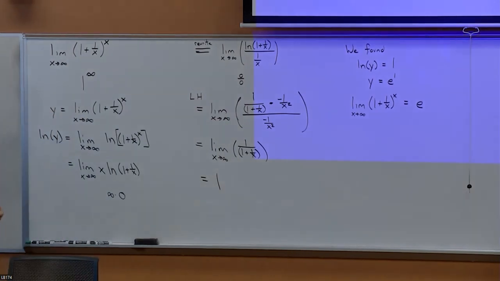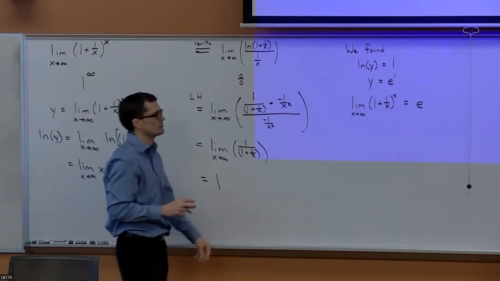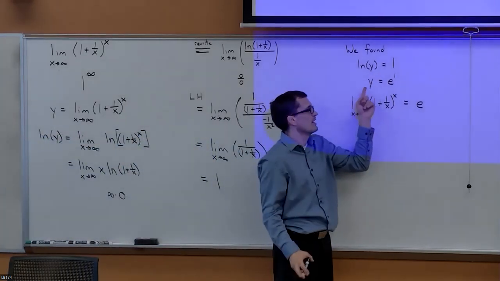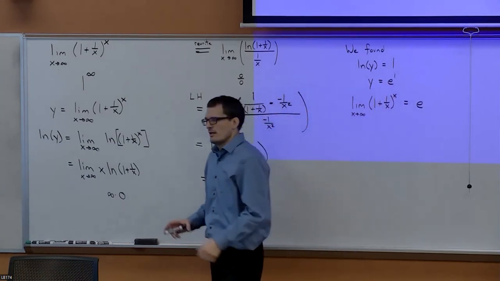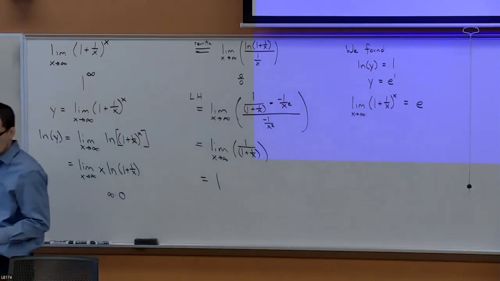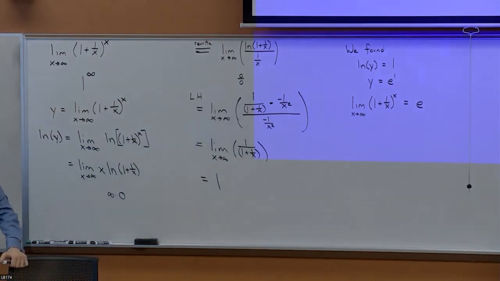If natural log of y equals like 3 or something, would it just be e to the third power? Yes. Yep, exactly. So if we had the end result being natural log of y equals 3, then y would be e to the third. Exactly.